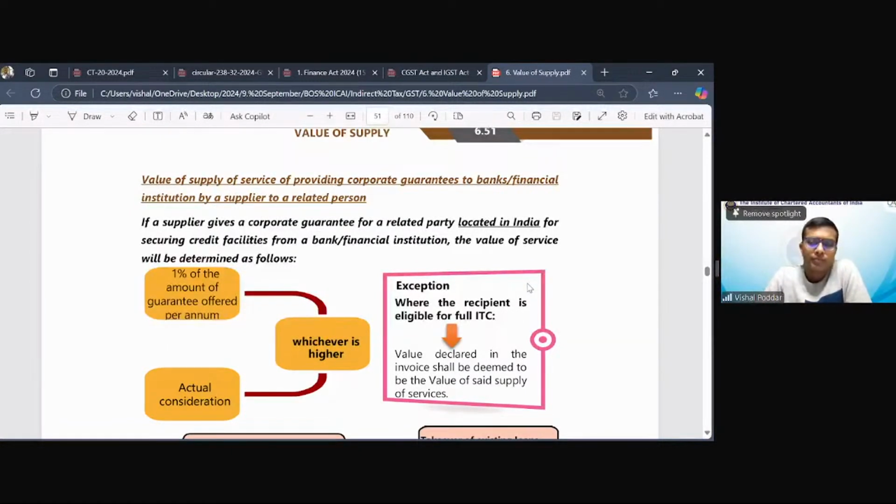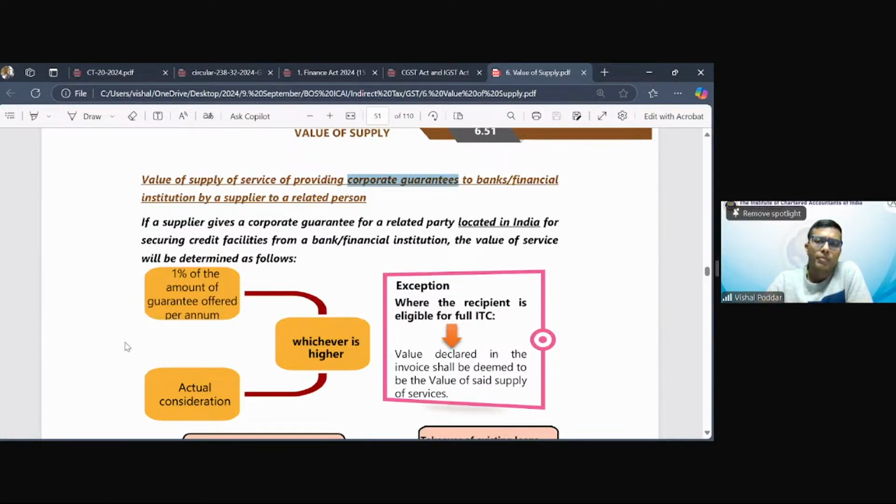Now, in this rule, that is where the transaction is between related parties, there is one very interesting circular. Now, this circular is relating to corporate guarantees. Now, what is a corporate guarantee? Let us first understand this. Where this is applicable, that also you will understand.